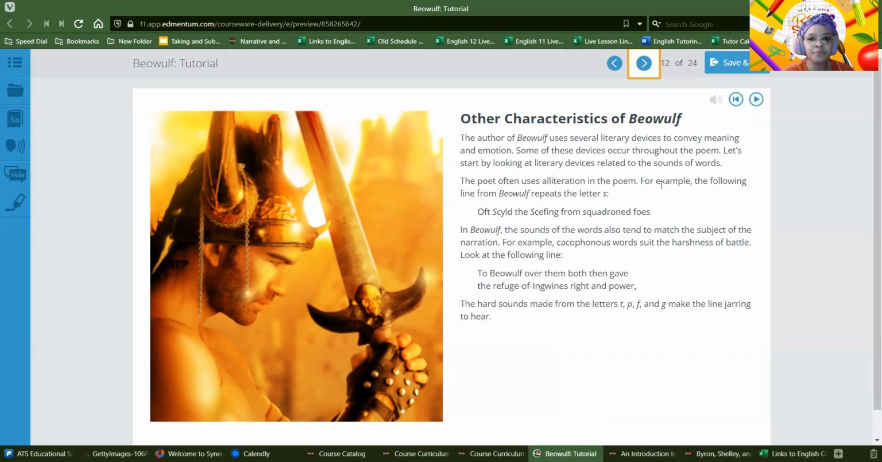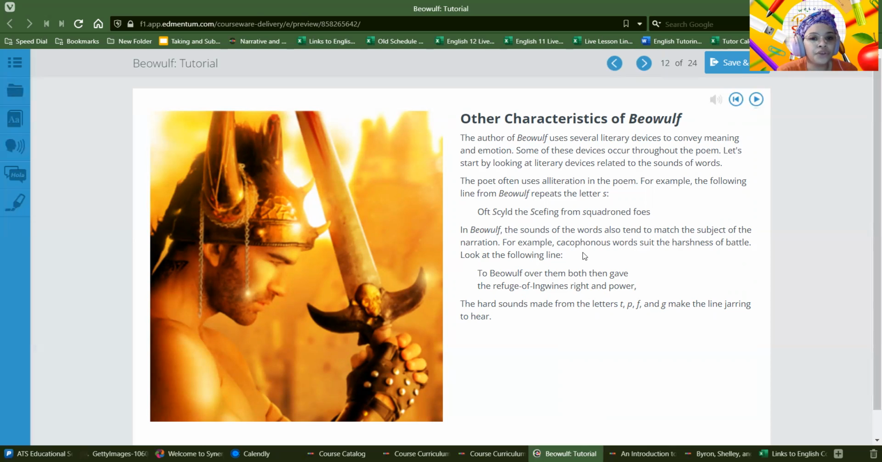And you have to remember this was supposed to be a performance. So it's said like this and written like this because there's a flow. It's poetic. Remember that even though it's a story, it's also poetry. They also talk about the different words that are used and their sounds to match the subject of the narration. So they give you this example. Cacophonous words, so that's noisy words with hard sounds, suit the harshness of battle. So they use words with hard sounds when describing battle because when you're listening to it, the sound in your ears, it sounds like it fits.